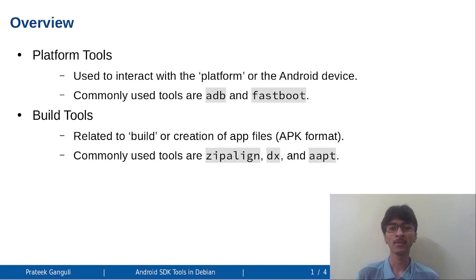The Android Software Development Kit is a collection of tools that can be broadly classified into 2 categories: platform tools and build tools. Platform tools are used to interact with the platform, which can be either an emulator running Android or a real Android device. Build tools, on the other hand, are concerned with the build of apps, that is, the creation of APK files, which is Android's format for its apps.